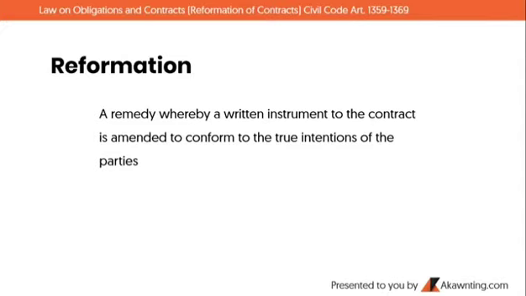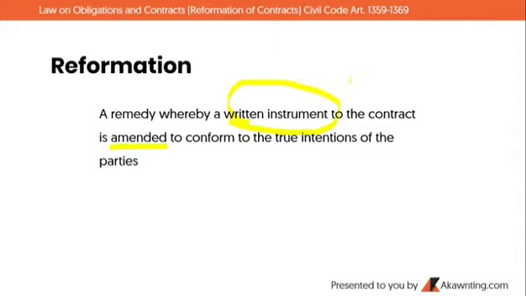It is a remedy whereby a written instrument of the contract is amended to conform to the true intentions of the parties. Okay? So, nandito, yung word na amended, babaguhin natin yung written instrument that represents the contract. So, by the way, sabi natin last time, di ba? Ang kontrata, hindi necessarily written. Kung sakaling meron man tayong written contract, yung kasulatan na yun, hindi yun yung mismong kontrata. Yun lang yung written instrument na nagre-represent doon sa kontrata.